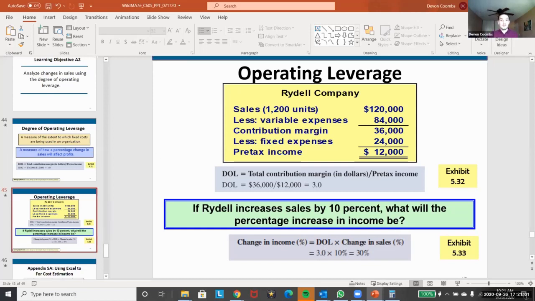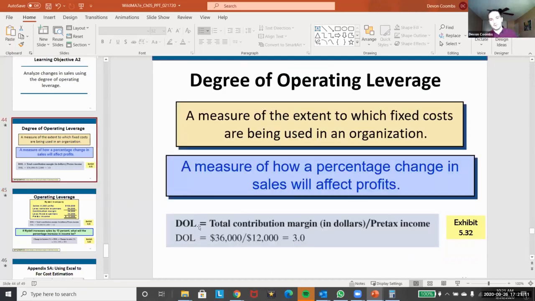And so that's really helpful, right? If we increase our sales by 10%, we actually get a 30% increase in income, so a higher operating leverage is better. That means that our sales greatly increase our income, which means that we're not having a lot of fixed costs, right? Our total contribution margin isn't hitting our fixed costs too hard. We have a high contribution margin compared to our fixed costs. So it's just another way to measure our business and compare to other businesses.